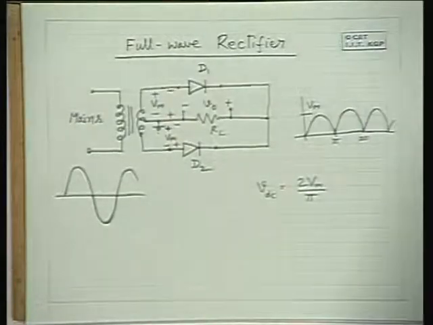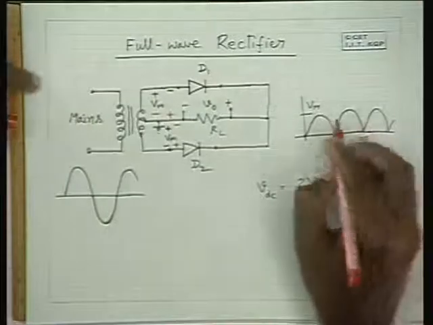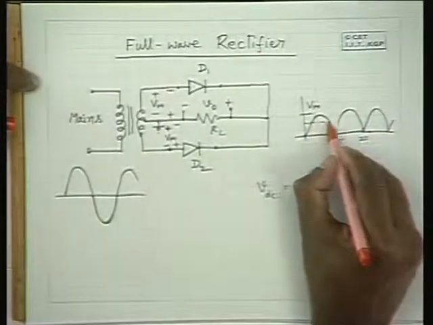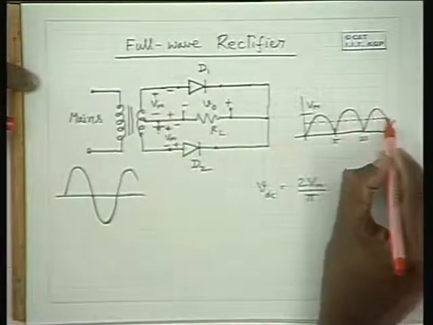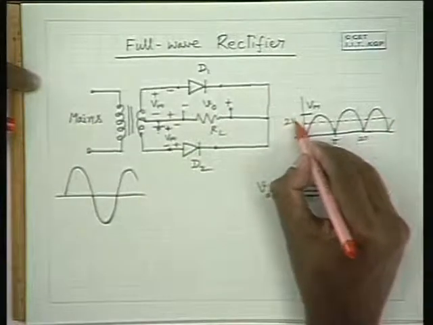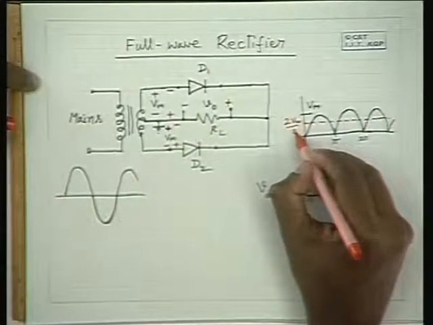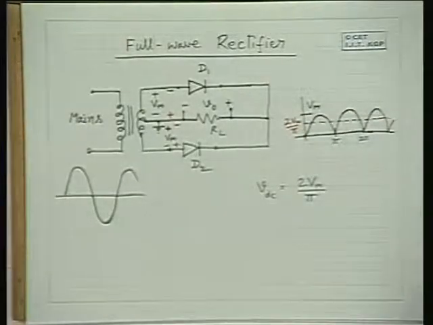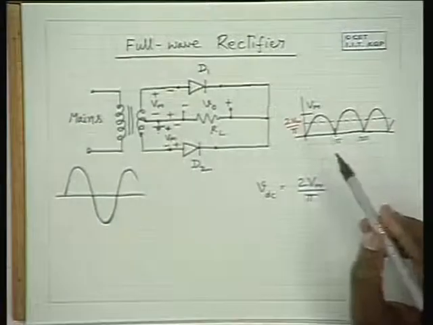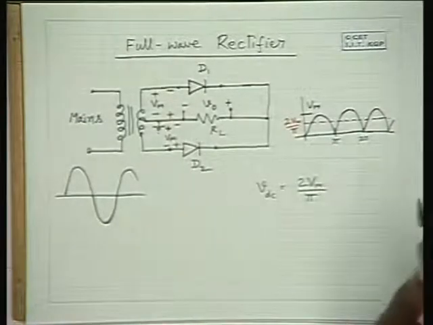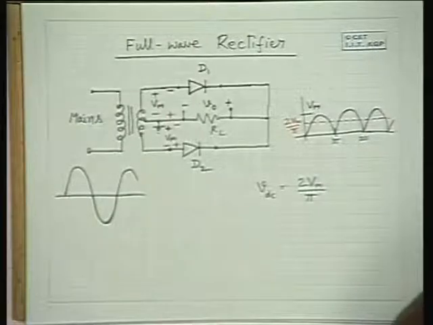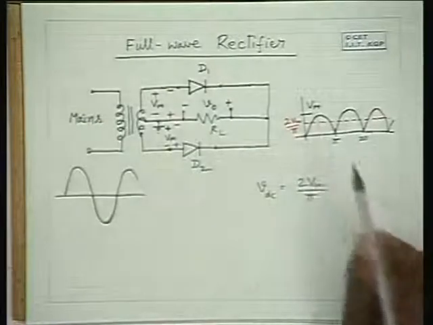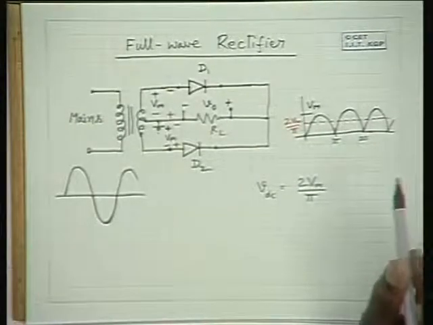You get a DC component which is twice that of the half wave rectifier. So this value is 2 Vm by pi. That is the amount of DC voltage you get in this case, which is definitely twice that of the half wave rectified waveform.